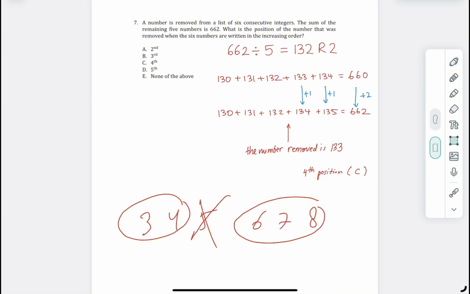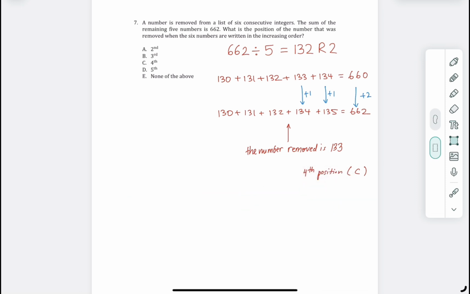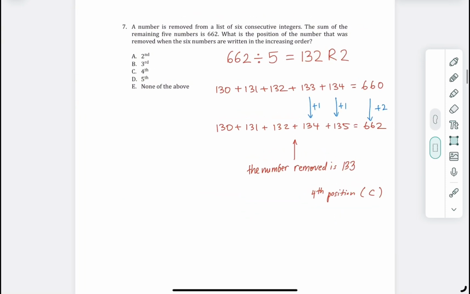Okay, so let's take a look at how to do the question. Remember, when you have consecutive numbers, what we can use to find any of the numbers will be the average, if it's given the total. So now we are given the total of the 5 remaining, 662. Even though we cannot find the exact number, we can at least have a clue on the range of the number. So I'll divide this by 5 to get the range of the number. It will be 132 remainder 2, meaning it will be in the range of 132.